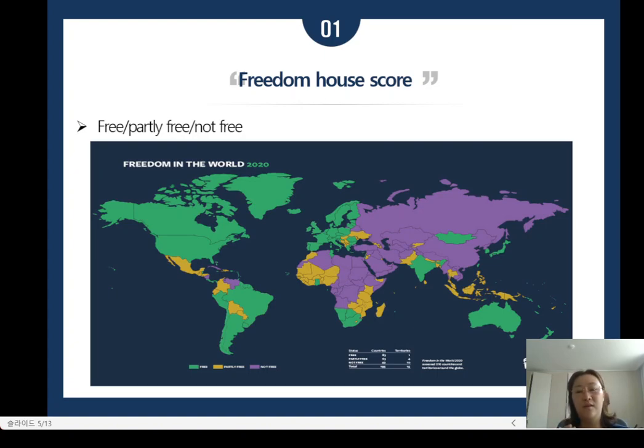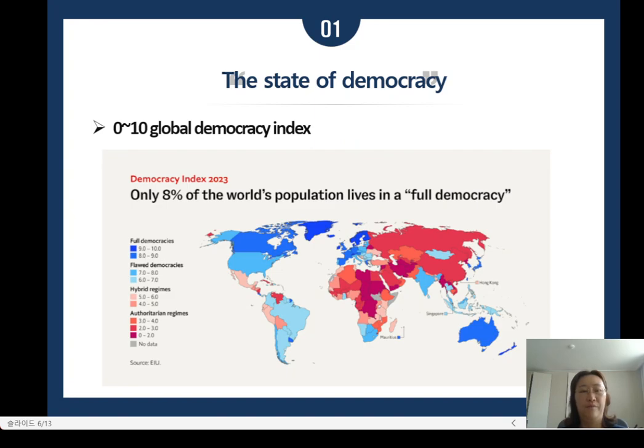But if a country is categorized as not free, then there is definitely no election. Or even though there is an election, their election is not fair and free. Like North Korea, they have elections, but the elections are not free and fair. In China, they have elections, but the elections are not free and fair. So that's why they're categorized as not free countries.